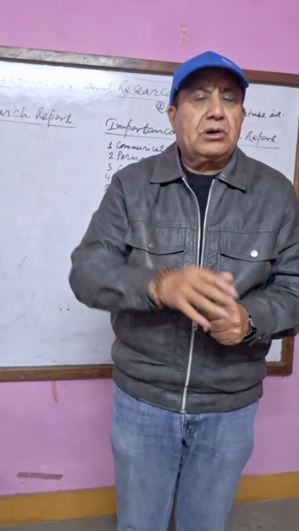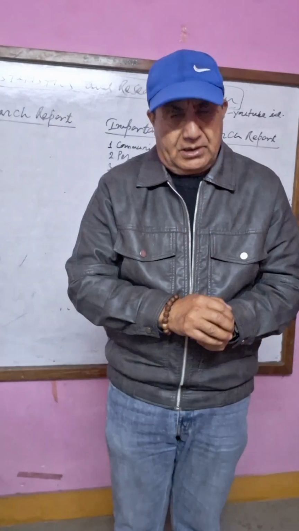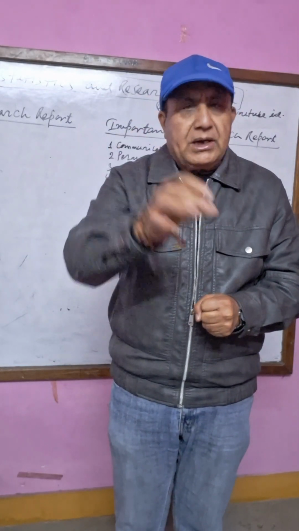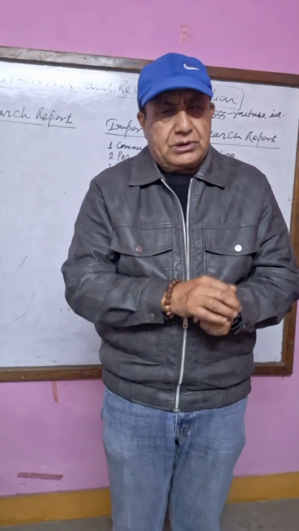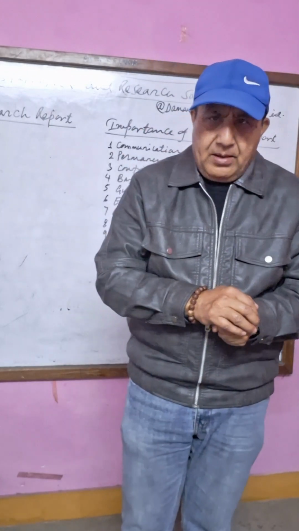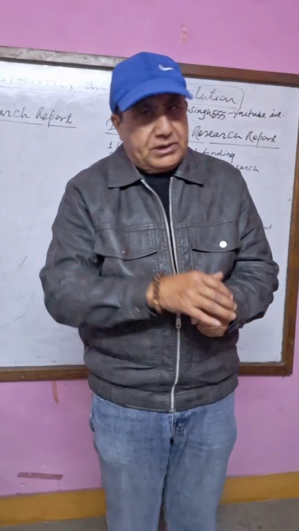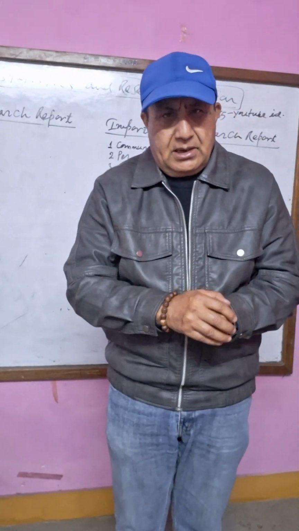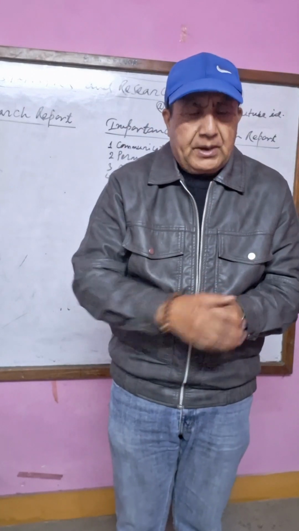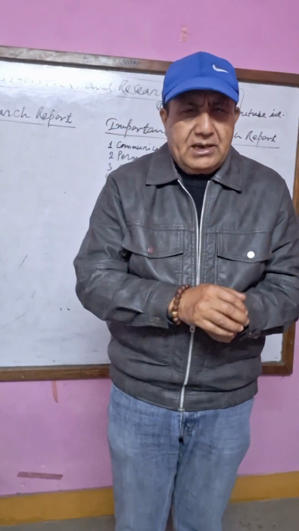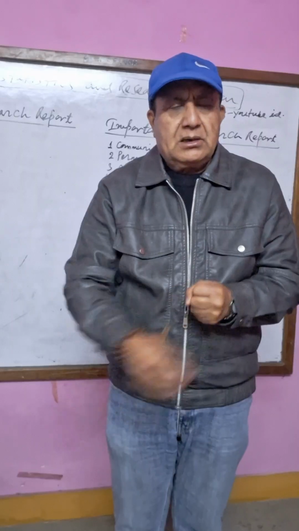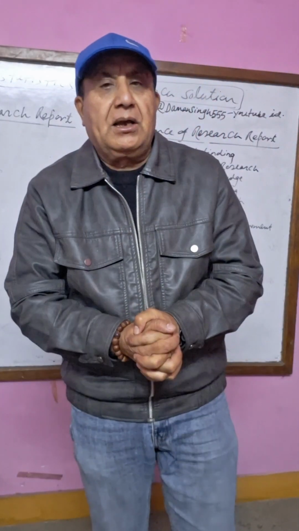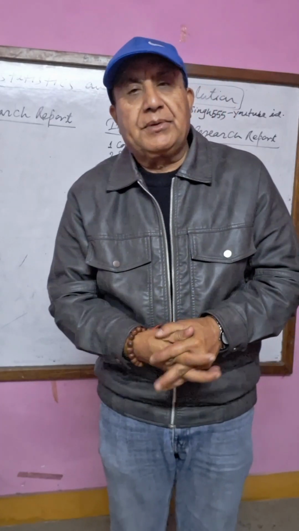So a research report is the written document in which we include its objective, research questions, its importance, its limitations, literature review, methodology, findings, conclusion, and discussions. And the references part is also included in a research report.